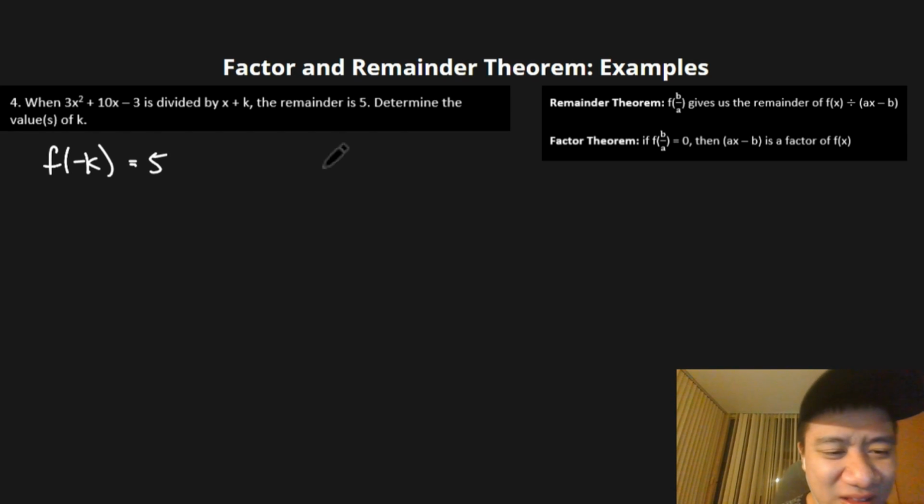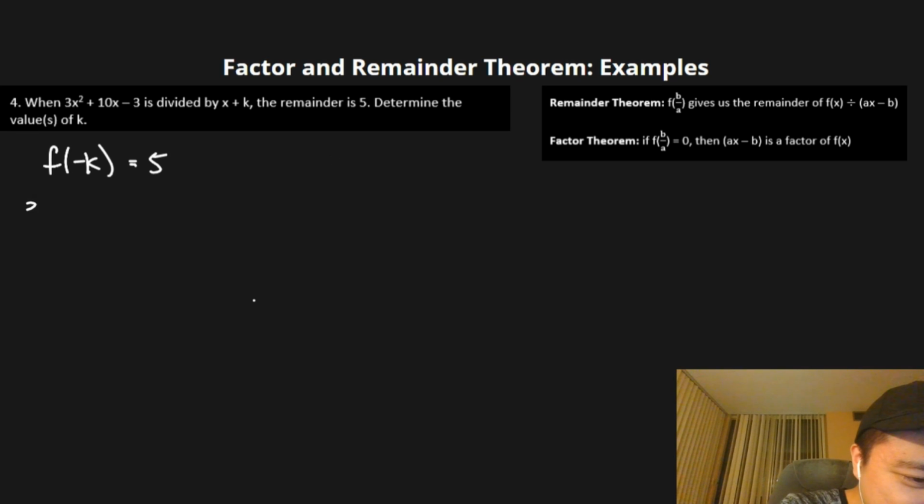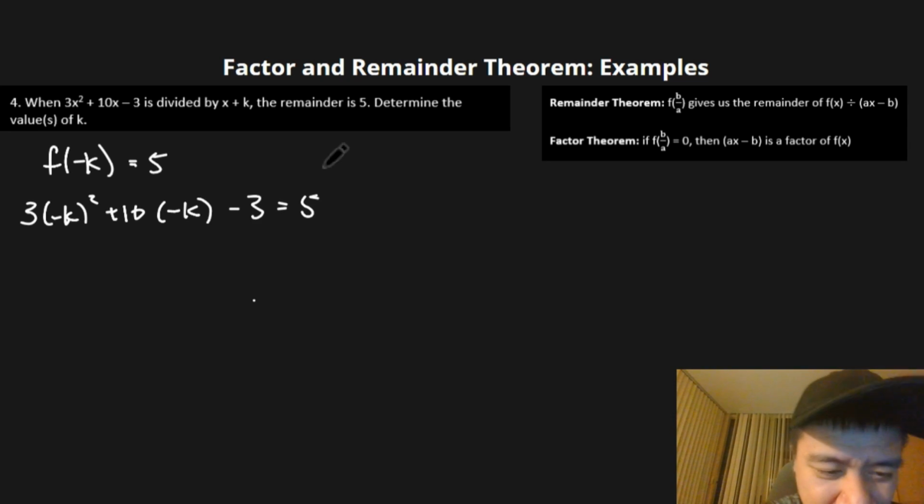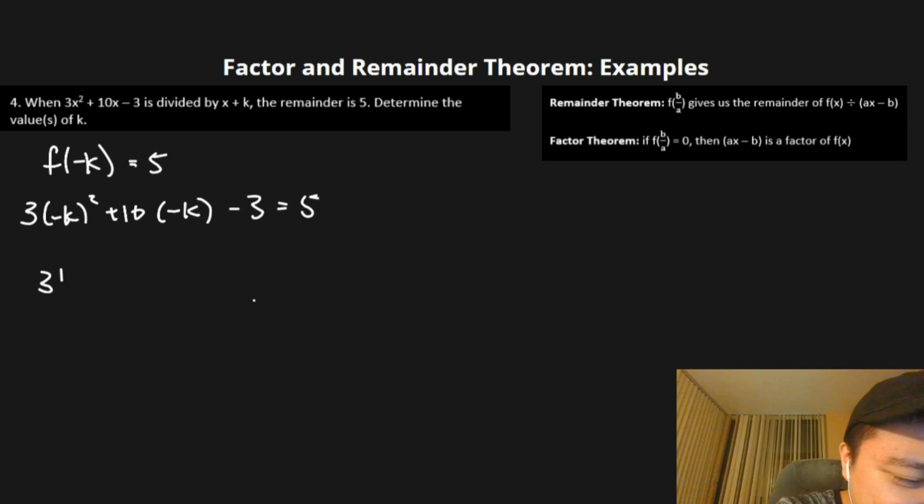So let's continue on with this. It's not exactly clear where this is headed, but we know that if we substitute negative k into our function, 3x squared plus 10x minus 3, we should get 5. So let's just keep going with that. We have 3 times negative k squared plus 10 times negative k minus 3 equals 5. So we have 3k squared minus 10k minus 3 equals 5.